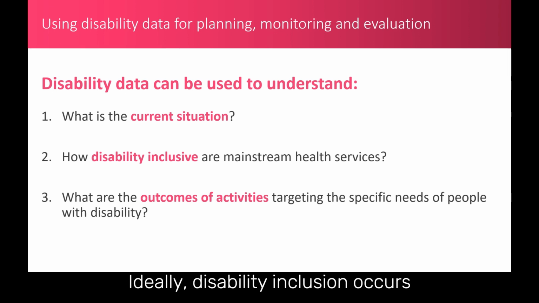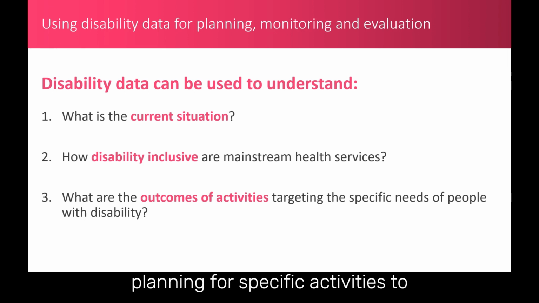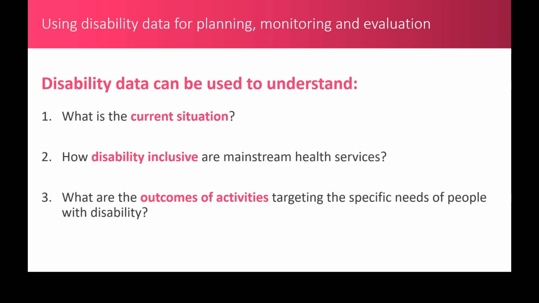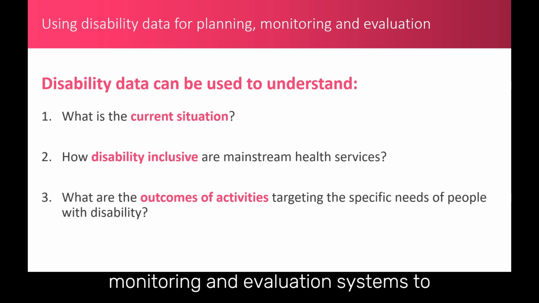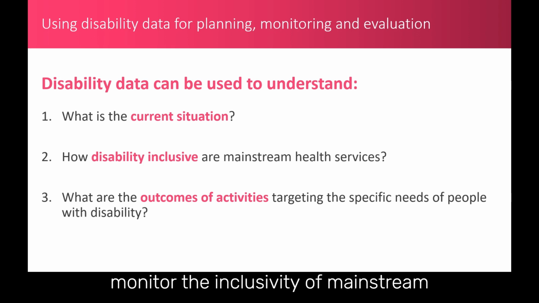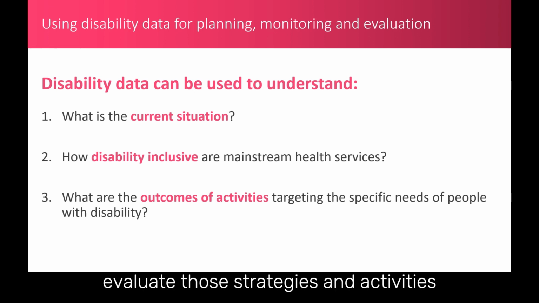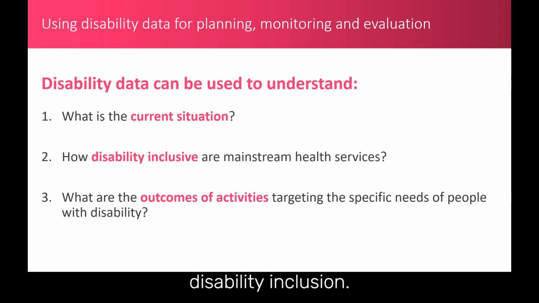Ideally, disability inclusion occurs within the planning of all mainstream health services and activities, but planning for specific activities to target and improve disability inclusion within health services may also be necessary. Disability inclusion must be incorporated into health service monitoring and evaluation systems to monitor the inclusivity of mainstream services and also to monitor and evaluate those strategies and activities specifically designed to increase disability inclusion.